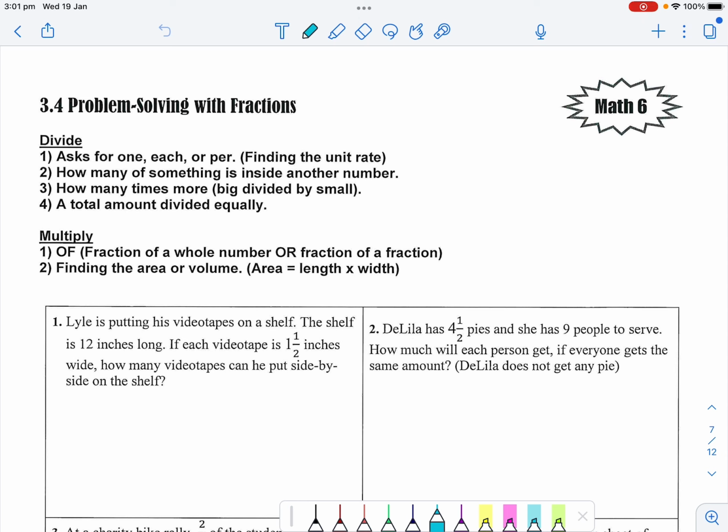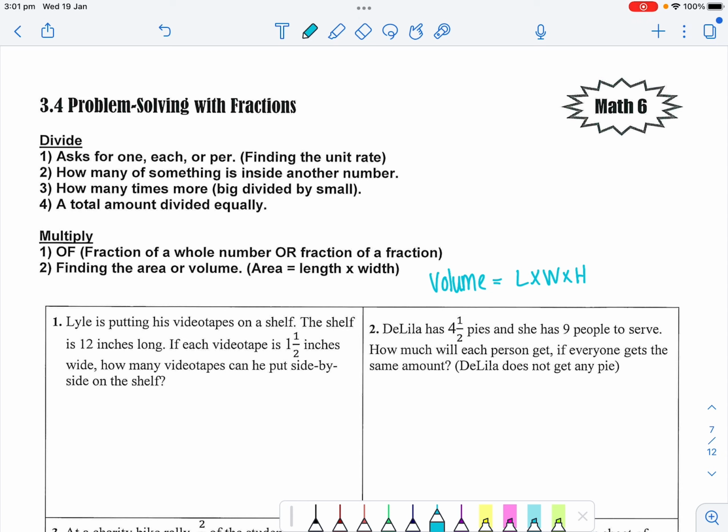I'm going to multiply when I see the word of, so if it's 2/3 of the people, 3/5 of the amount, it's a fraction of a whole number or a fraction of a fraction. And then finding area or volume. Area is length times width, and then volume is length times width times height. So we can multiply 3 fractions.